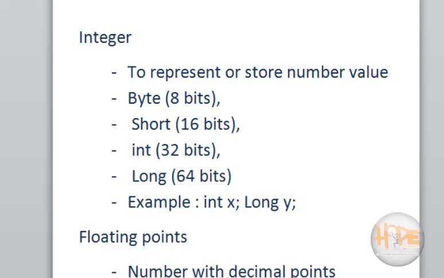Here, this is the example of how to declare integer variable. Here, x is the integer variable. First, you should write the data type and then you can write variable name, then semicolon.